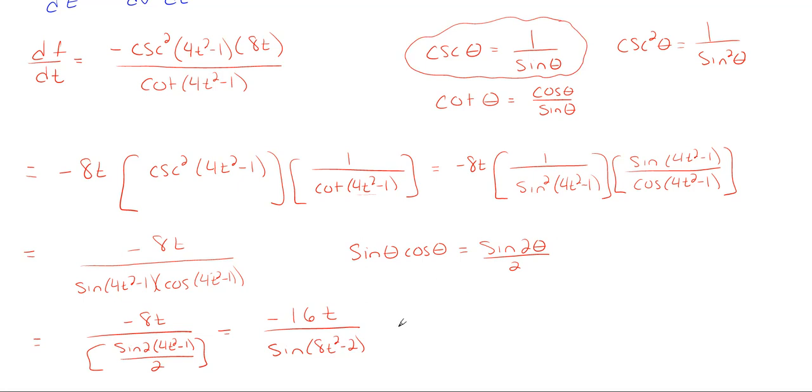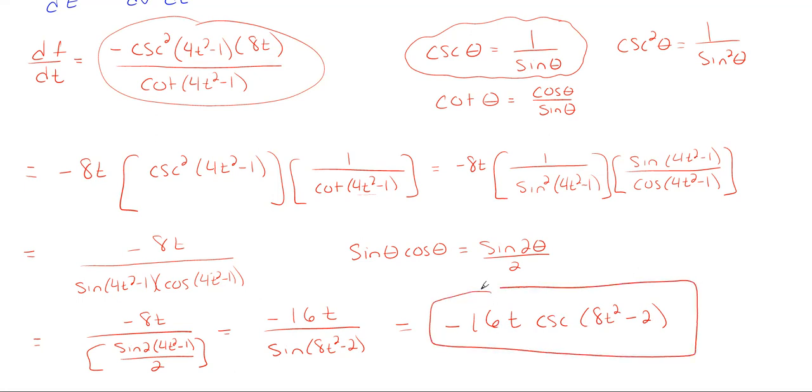So applying that trig identity there, we would end up with minus 16t times the cosecant of 8t squared minus 2. And finally, our derivative that we found up here is now in a non-fraction form, and this would be my final answer right here.